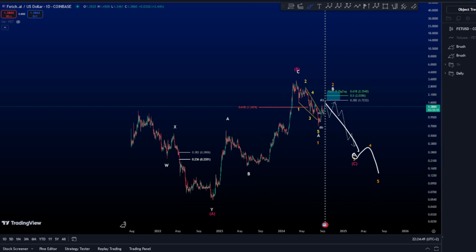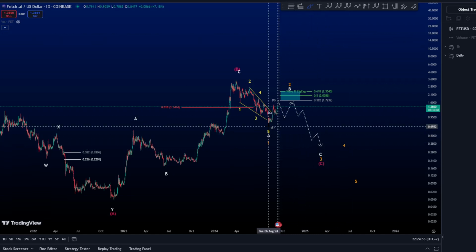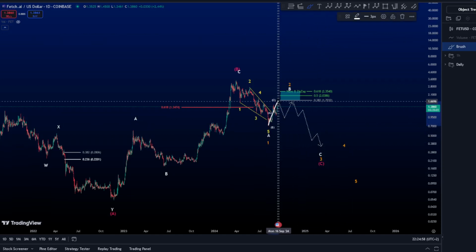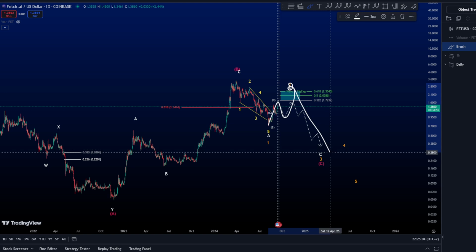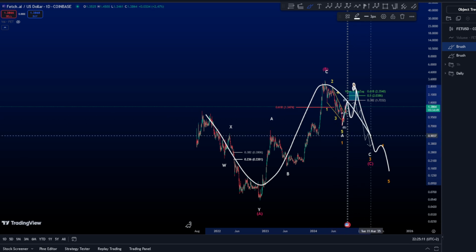So I hope that this was clearer now for FET, what is going on inside it. To recap everything, we are looking to range a little bit here, finishing this wave B and wave 2, and then looking for a wave 3 or a wave C towards the downside, finishing an expanded flat in A, B, and C. And that was all for FET.